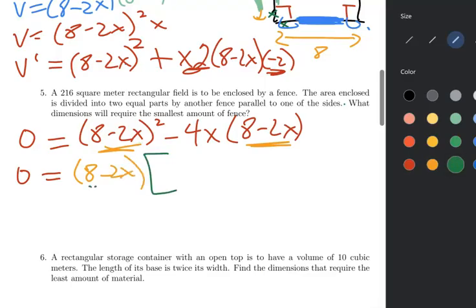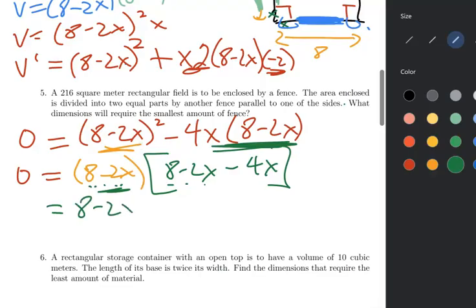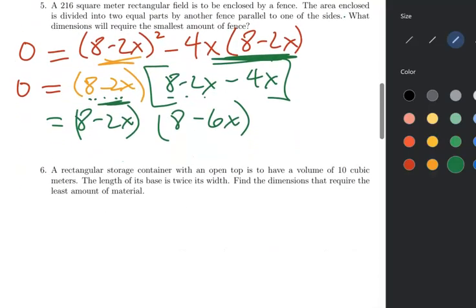So then 8 minus 2x times 8 minus 2x gives me 8 minus 2x squared. 8 minus 2x times a negative 4x gives me that. So let's see what I have. 8 minus 2x, and then the inside here I get 8 minus 6x. All right, so I'm ready to set these each equal to 0.